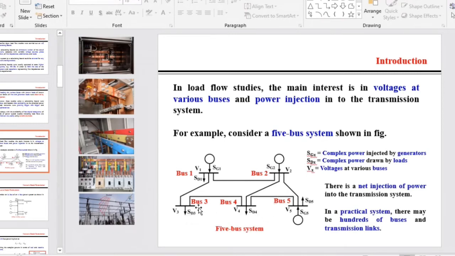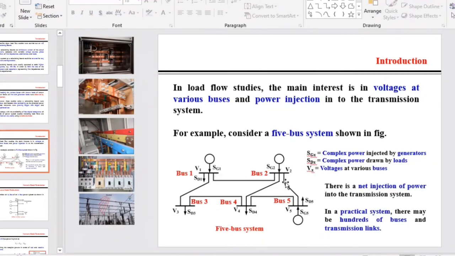And similarly, if we come to bus number 3, there is no generator here. What is written here is SD3. D is for demand, meaning it is a load, so it has only a load connected, but it is getting power from bus 1 through this connector. So there is an interconnection between bus 1 and bus 3. Similarly, if we go to bus 2, not only does bus 2 have its own generator G2, it also has an interconnection between bus 1 and bus 2.